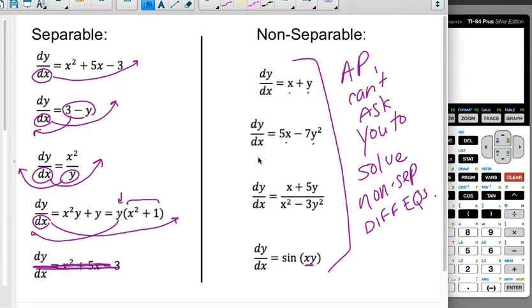So that's important information, right? When you see something like this differential equation that might look simple, but it's not simple to solve, you need to keep in your head, oh, hey, the AP can't ask me to solve this, right?